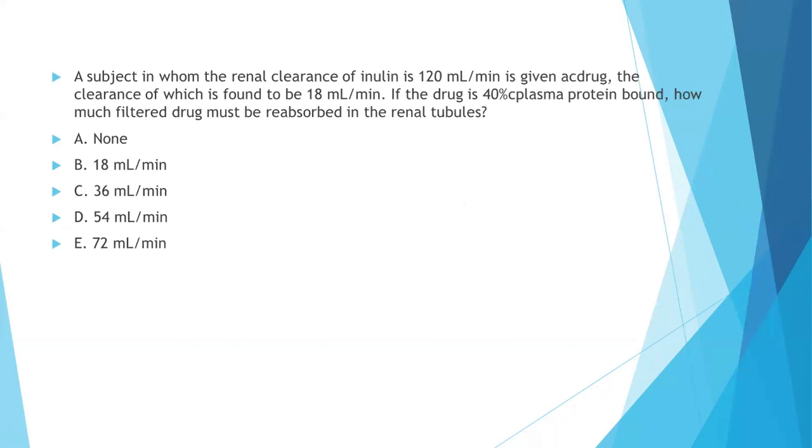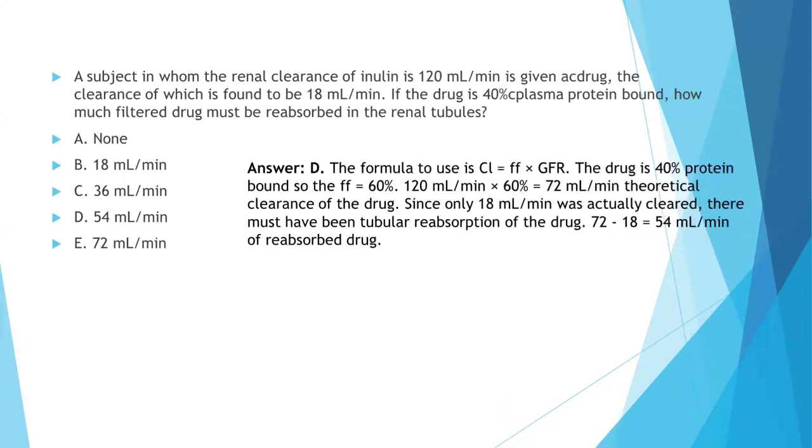Next up, a subject in whom the renal clearance of insulin is 120 ml per minute is given a drug, the clearance of which is found to be 18 ml per minute. If the drug is 40% plasma protein bound, how much filtered drug must be reabsorbed in the renal tubules? None, 18 ml per minute, 36 ml per minute, 54 ml per minute, 72 ml per minute. So the formula to use is clearance.